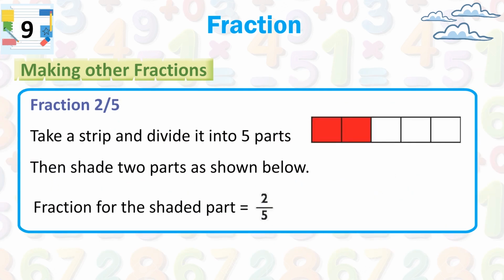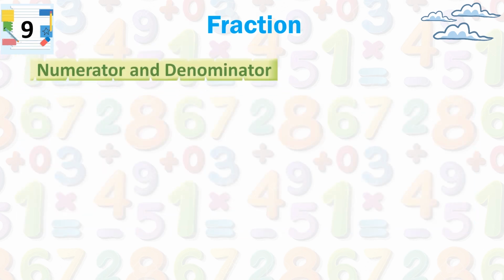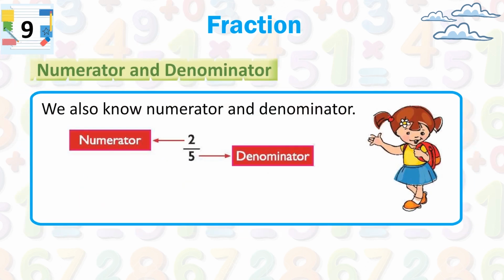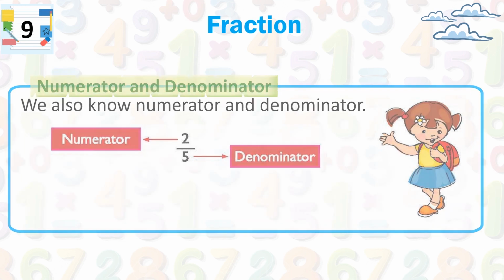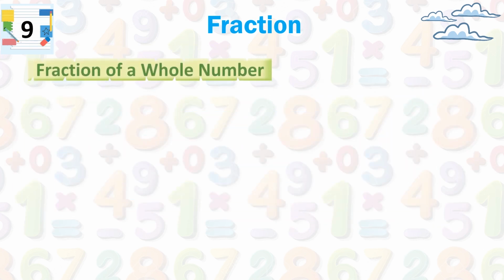Fraction 2/5. Take a strip and divide it into 5 parts. Then shade 2 parts as shown below. Fraction for the shaded part is equal to 2/5. Numerator and denominator. We also know numerator and denominator. Numerator 2. Denominator 5.